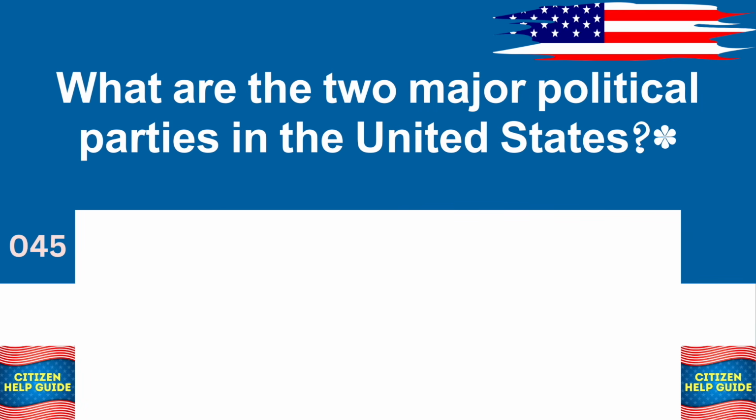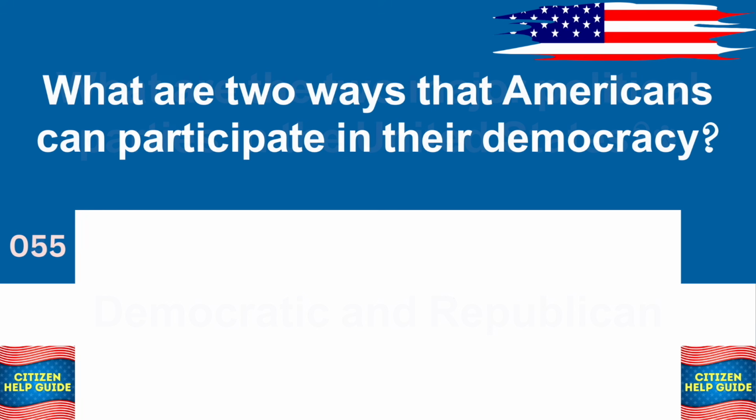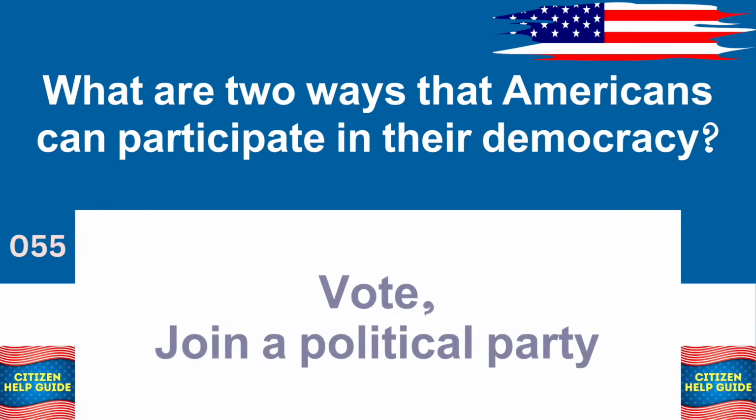What are the 2 major political parties in the United States? Democratic and Republican. What are 2 ways that Americans can participate in their democracy? Vote. Join a political party.